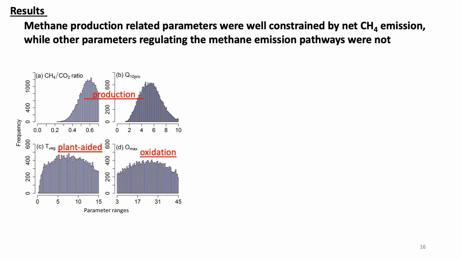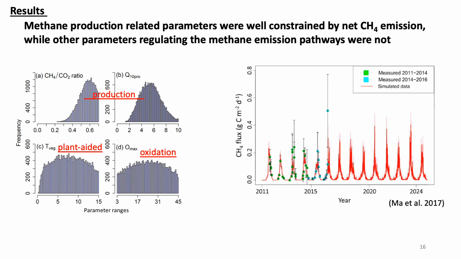Now let's dig into some results. The posterior distributions reveal that both of the methane production-related parameters are well constrained by just using the methane emission data. To quantify model uncertainty due to parameter values, we can then randomly draw sets of parameters from the posterior distribution and then run the model with each of them, resulting in a distribution of outputs for methane fluxes. In this case, we perform 500 simulations with different randomly drawn parameter sets.